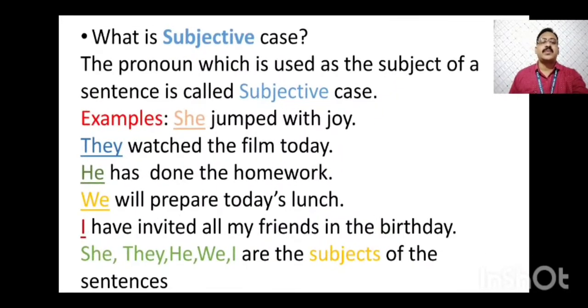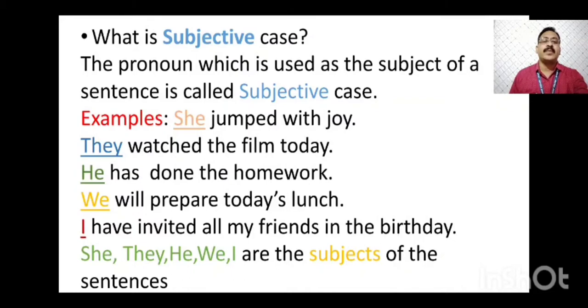What is subjective case? The pronoun which is used as the subject of a sentence is called subjective case. Means in the sentence we are writing, the pronoun is used as the subject of the sentence. Means he is the doer of the sentence. We say something about that word, so it is the subject. And generally we know the subject is used at the first part of the sentence, because it says about the sentence.